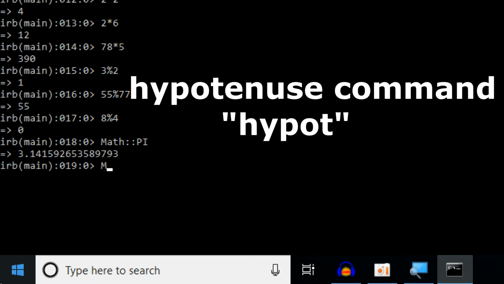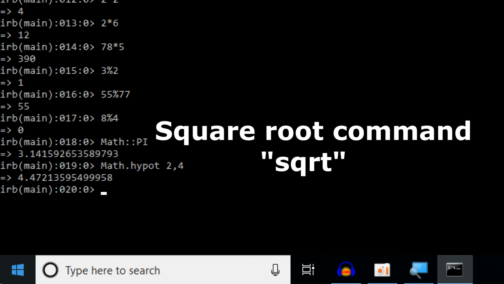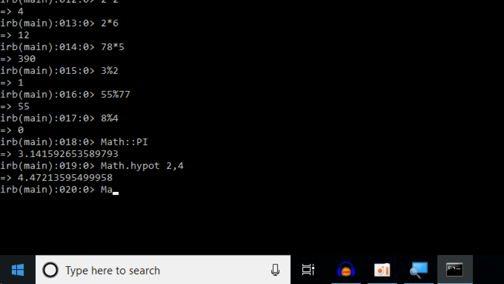Type math hypotenuse, space, 2, 4, 4.4, and lastly square root. Math period SQRT for square root, space 16, which is 4.